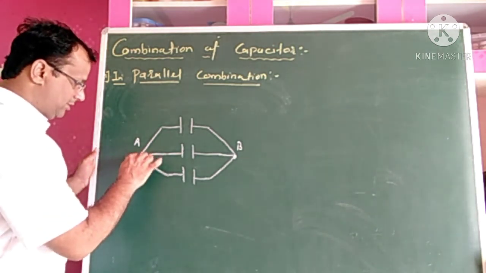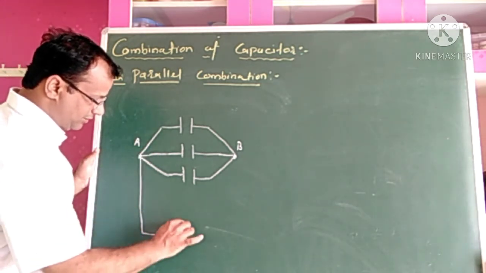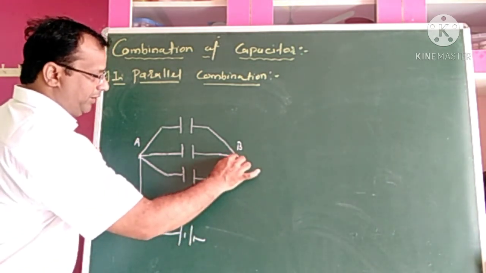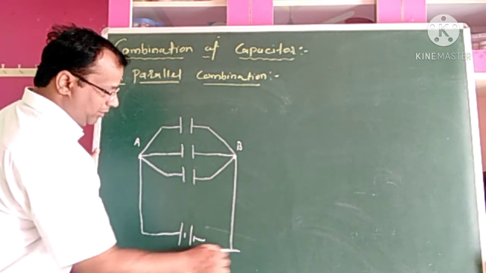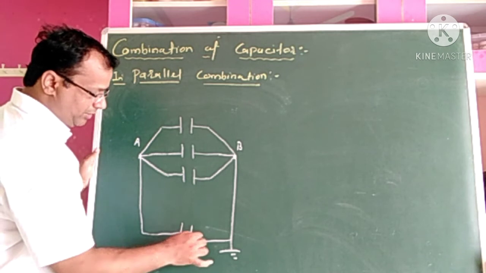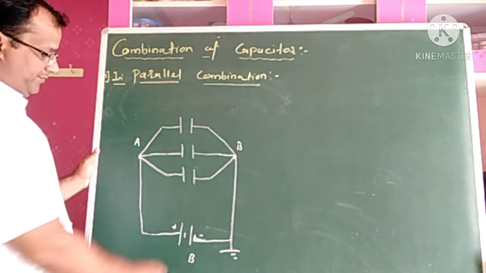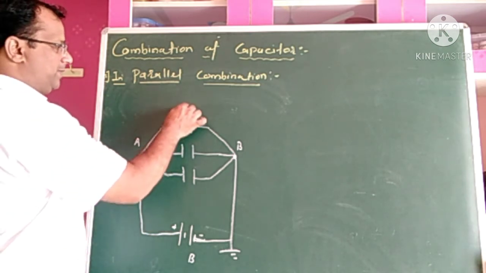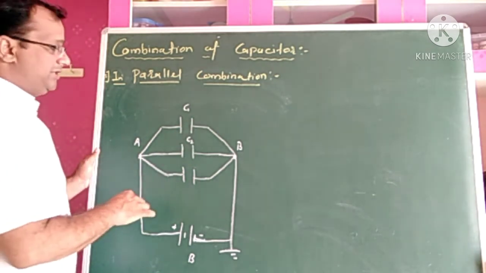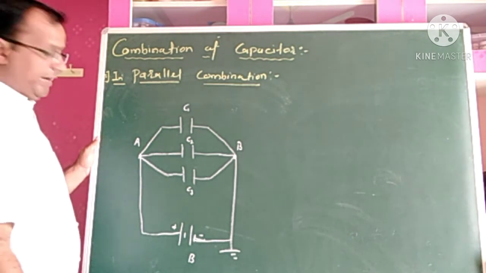And again to the point A we give the positive potential, and the point B is connected to the earth, right? So this will be the negative plate, this will be the positive plate, this will be the battery. Then this will be the first capacitor, its capacitance is C1, this will be the second capacitor, its capacitance is C2, and now this will be the third one, that is C3, right?